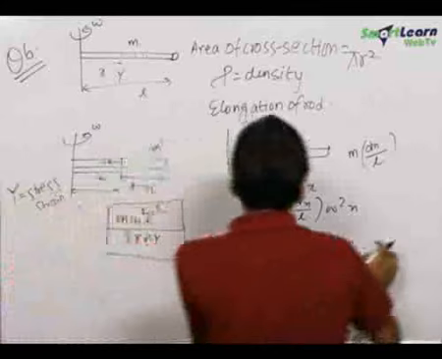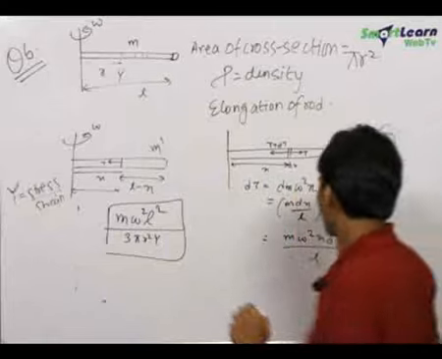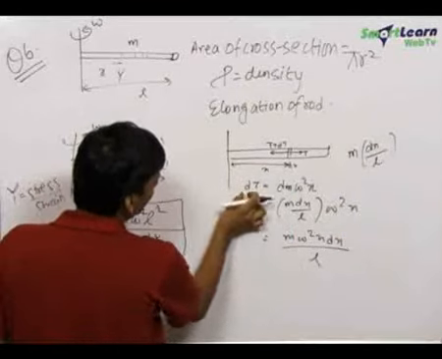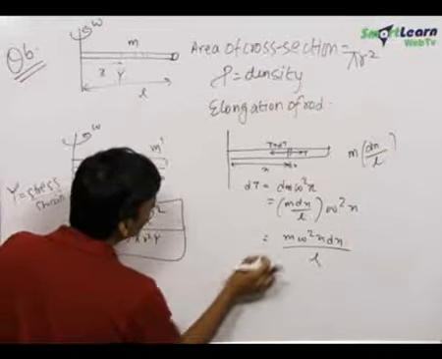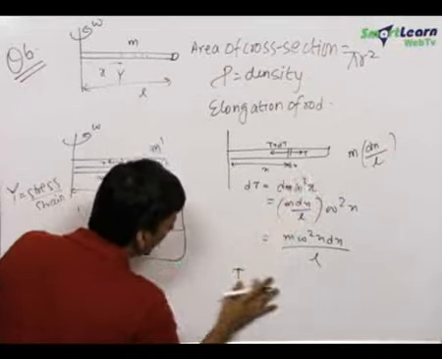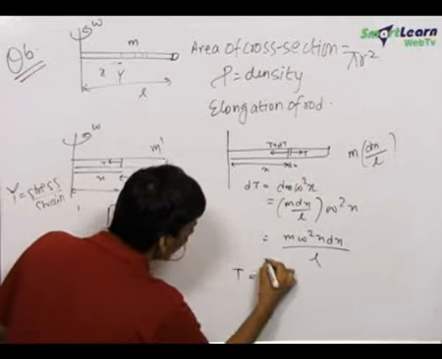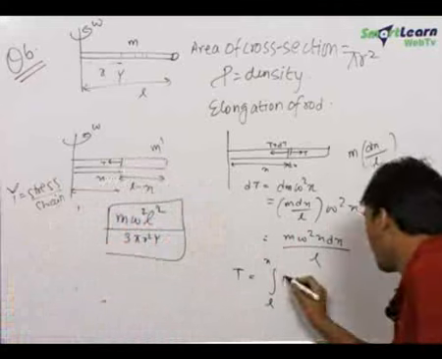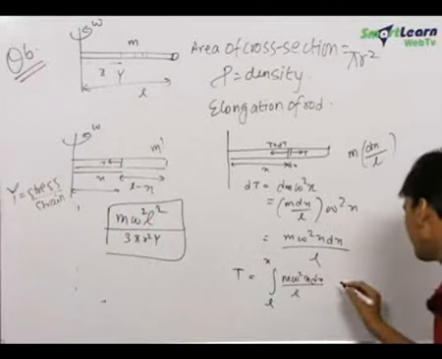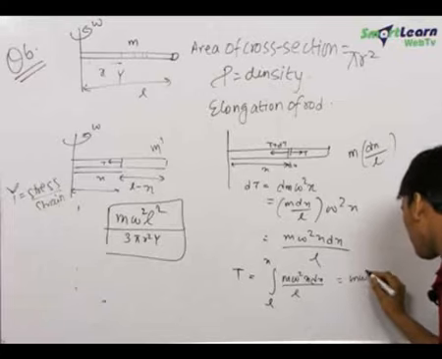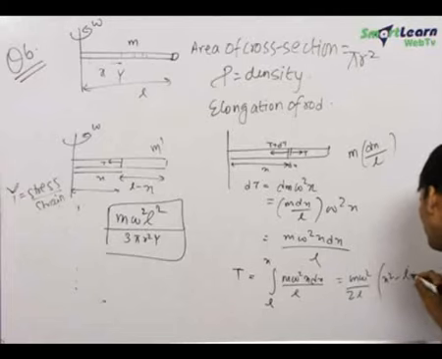Now, this is the small change in tension at a distance x. That is the small increase in tension at the distance x. We need to find out the total increase in tension as we go from here to here. That is equal to integration L to x of m omega square x dx upon L. This comes out to be equal to m omega square upon 2L into x square minus L square.